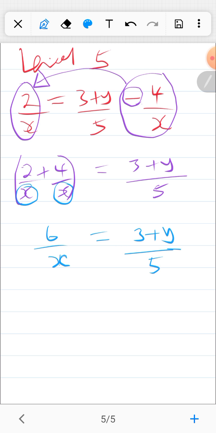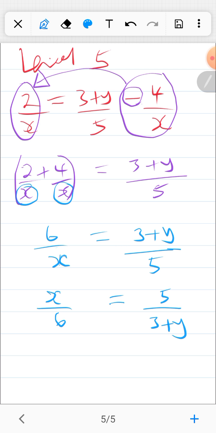Now remember, I want x to be on its own, and I want that x to be on top of the fraction. There's something super easy I can do at this stage, which is take a reciprocal of both sides. If I take the reciprocal of this side, it will be x out of 6. If I take the reciprocal of this side, it will be 5 out of 3 plus y. I know you're wondering, what if I cross multiply and etc? That also works, but it's going to take you like 5 more minutes at least.